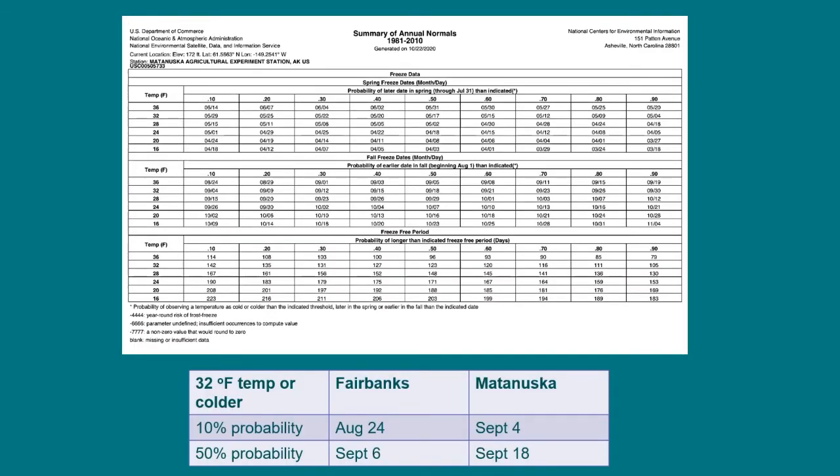Using these published charts, different locations can be compared. The probability of observing a temperature of 32 degrees or colder is 10% on August 24th in Fairbanks, and about 2 weeks later at the Matanuska Experiment Farm as shown in this data. The probability rises to 50% in Fairbanks the first week of September, but it's about a week and a half later in the Matanuska Experiment Farm.